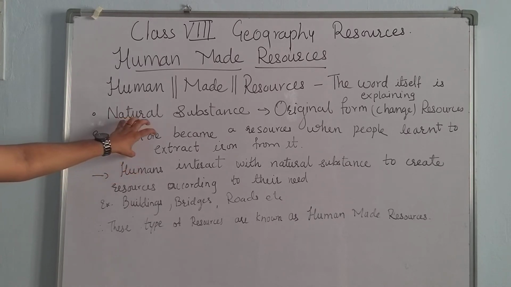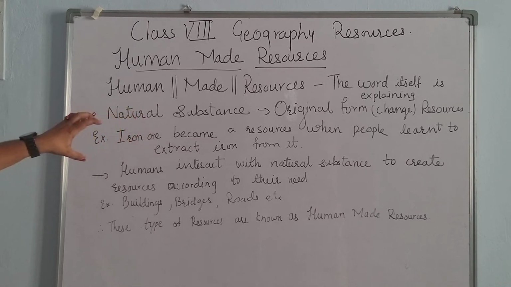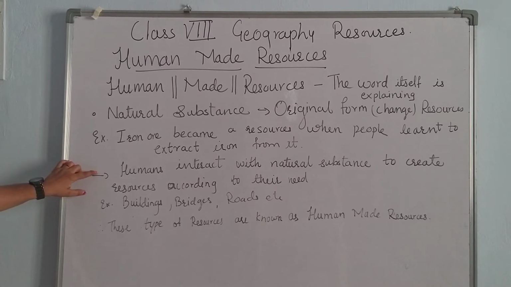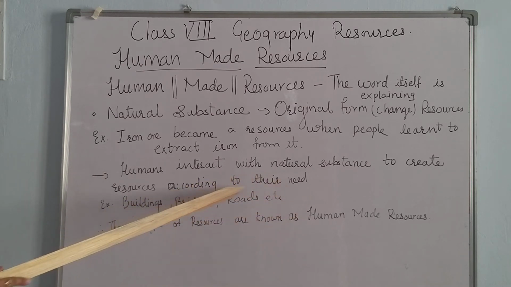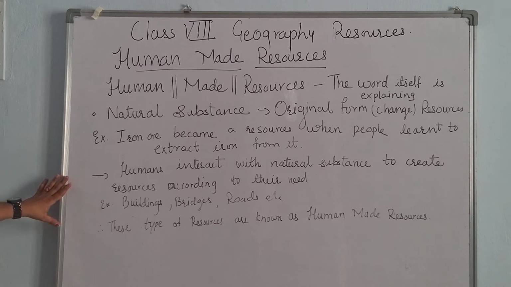So iron ore becomes a resource when people learn to extract the iron from it. Naturally, iron ore is a substance, whereas the resource is iron. That is what we are using. So humans interact with the natural substance to create the resource according to their need. Now we come to know what our need is. In buildings we require iron, in bridges, in roads, many times we require iron, or anything, not only iron.